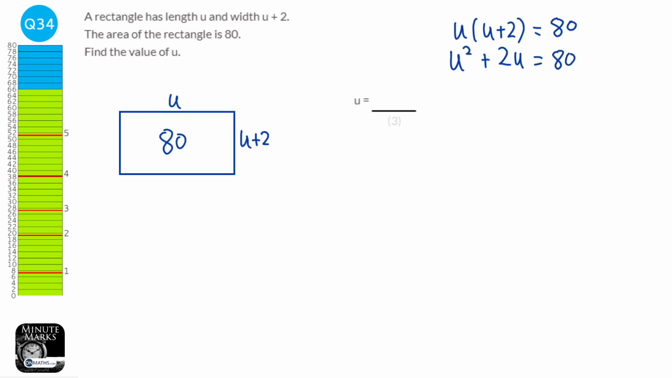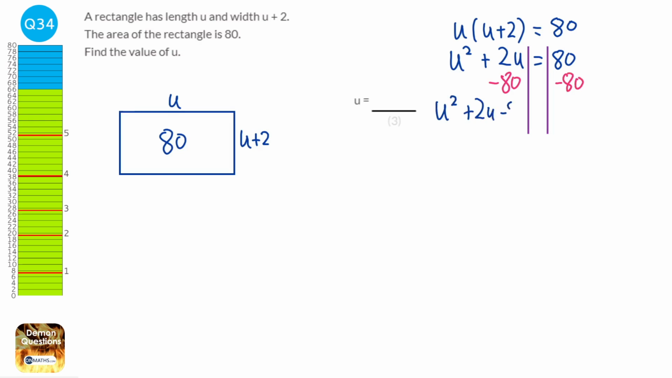And what we're going to do is we're going to put everything to the same side. So all I'm going to do here is subtract 80 from both sides. And so we've got u squared plus 2u minus 80 equals 0. Now we're going to be using quadratics, so we're going to factorize this. And so we need two numbers that add together to make 2 and times together to make minus 80.